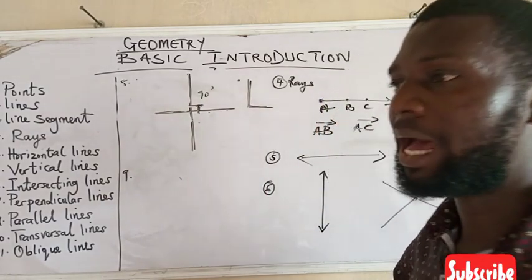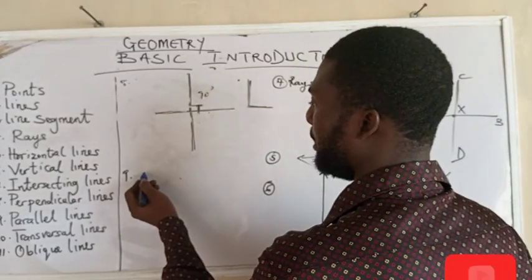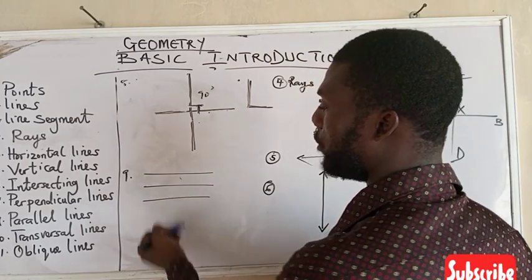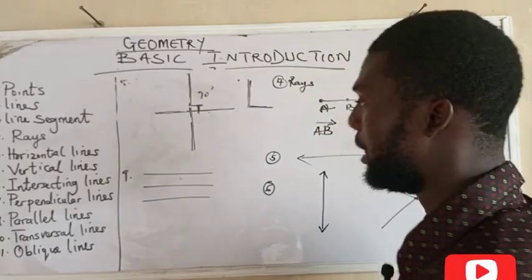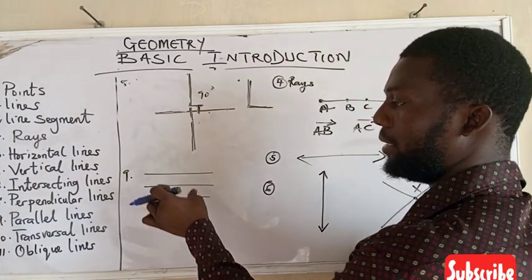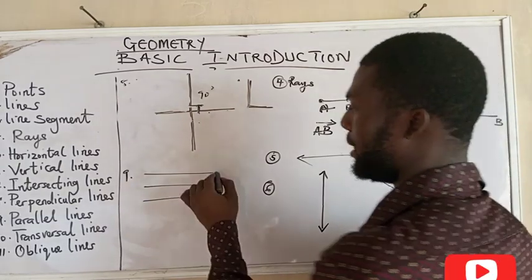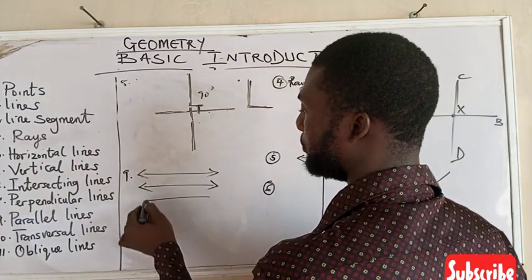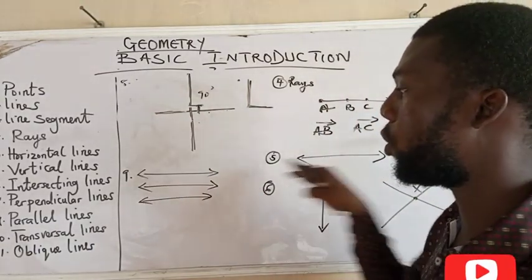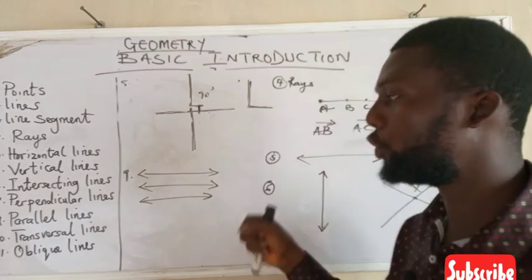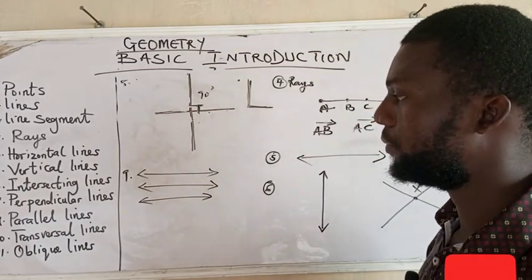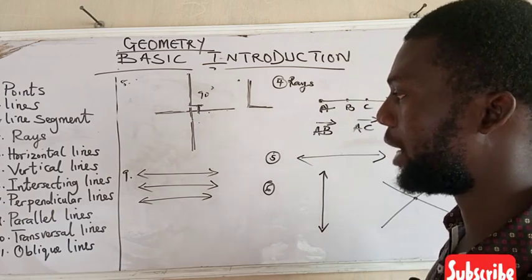So let's move on to number 9, parallel lines. Parallel lines are lines that lie on the same plane surface, and they have equal distance apart. One thing about parallel lines is that they never meet. They can always go on like that without touching themselves. That is parallel lines.